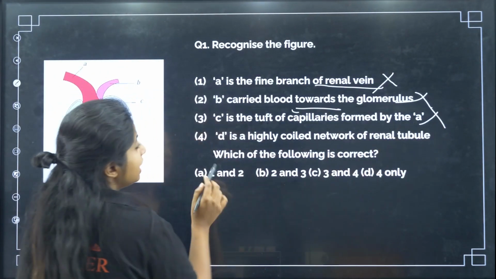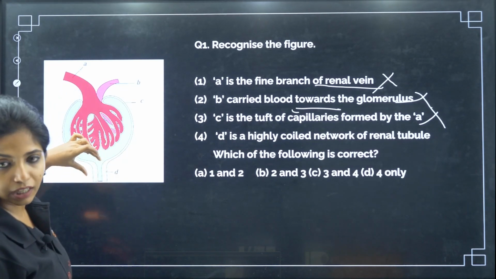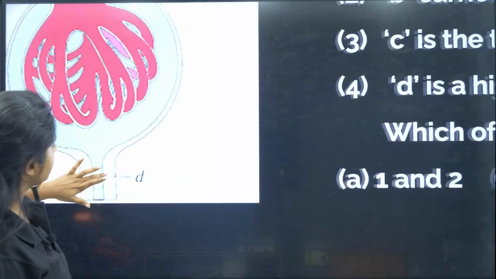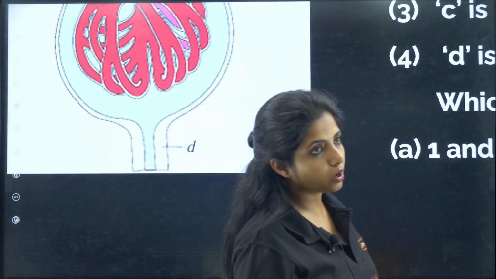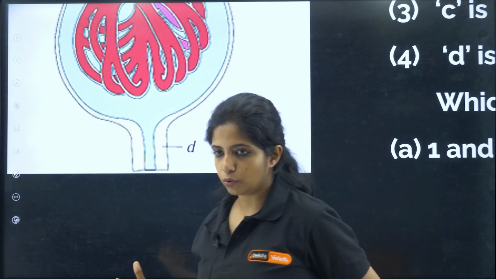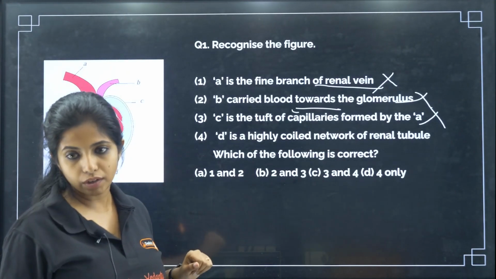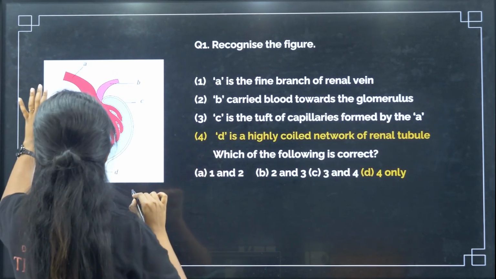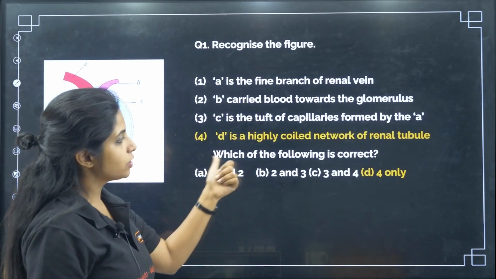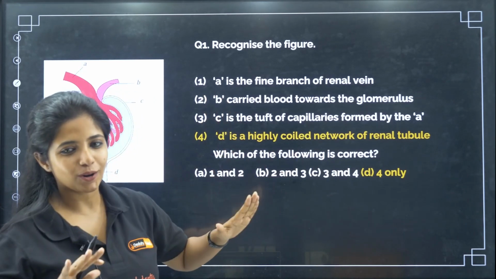Going ahead, D is highly coiled network of renal tubule. D which you see, is it highly coiled? I told you, D is the renal tubule which goes ahead and forms the proximal convoluted tubule, Henle's loop and distal convoluted tubule right there. So D is a highly coiled tubule, my dear children. So D is this one that you see over here, and it becomes your answer. So which of the following is correct? Only one thing, that is the fourth one. Rest all of them are wrong.